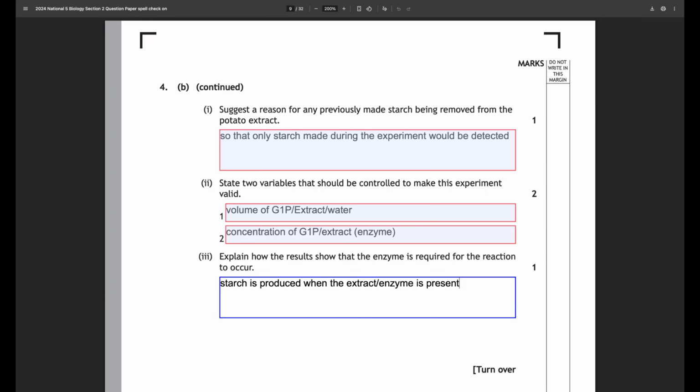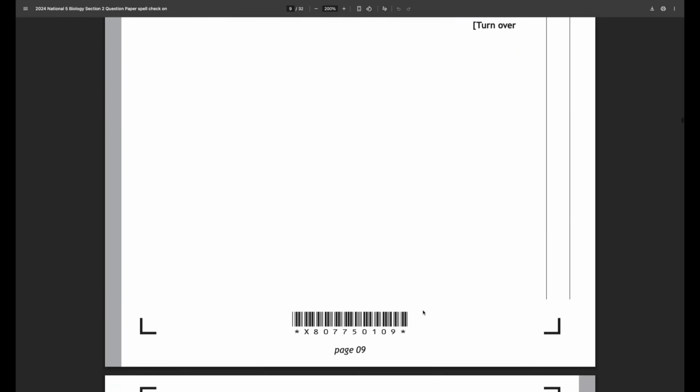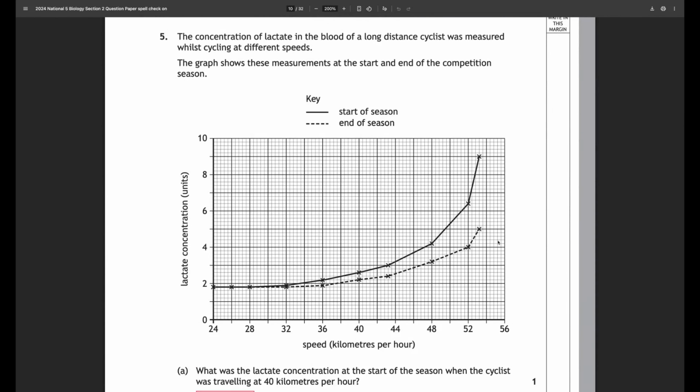Or you could say something like no starch is produced in the second row. Okay, and no starch is produced in the control experiment, because that's a control experiment, remember, where we've replaced the factor we're investigating, that's the enzyme, and we've replaced it with an alternative that will have no reaction, which is the water. Okay, moving on to question 5.